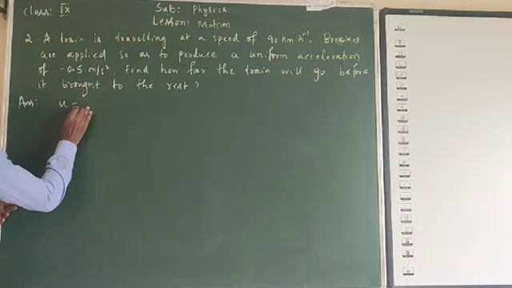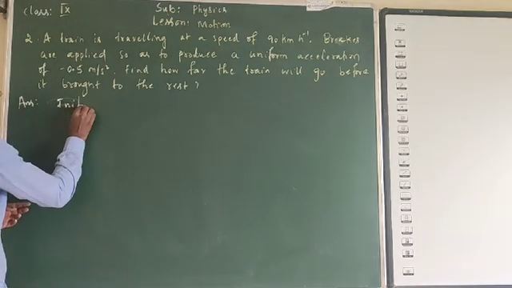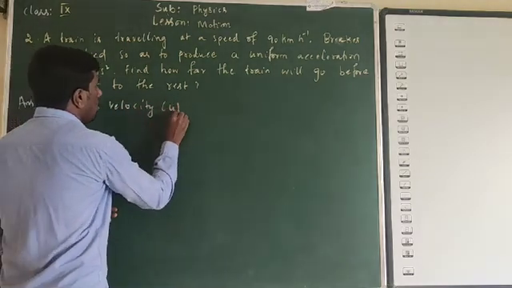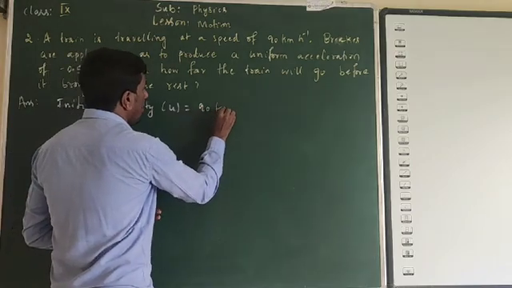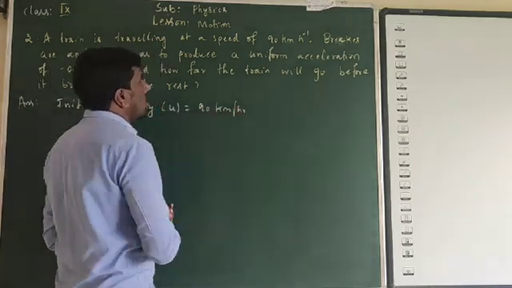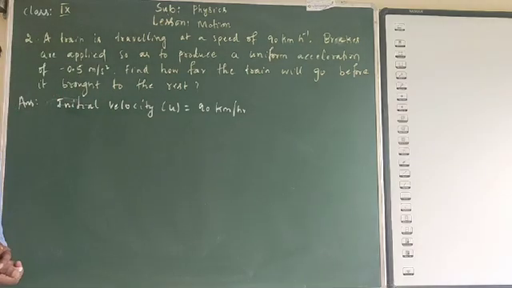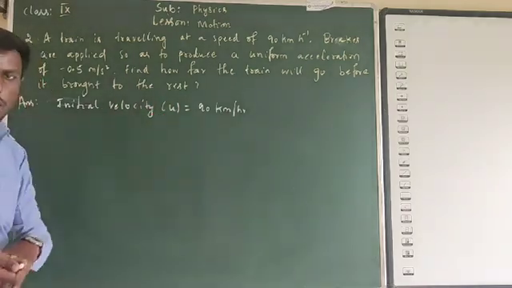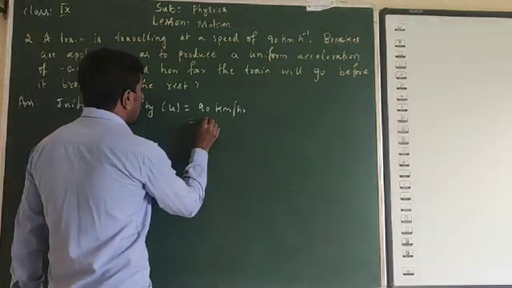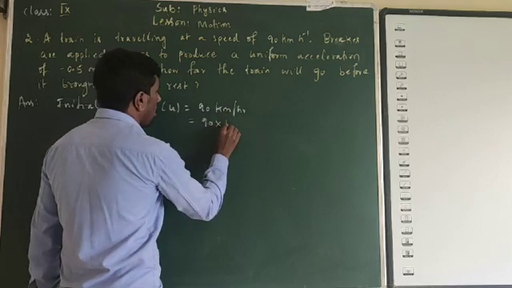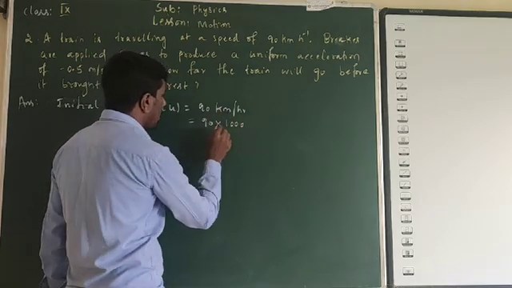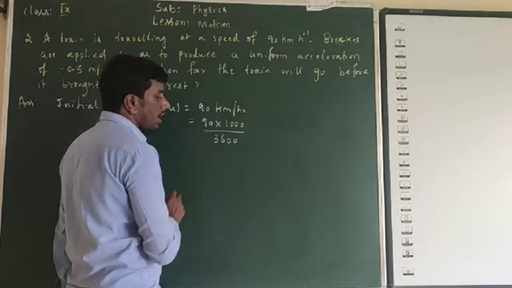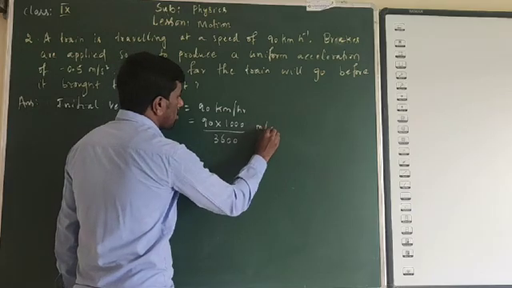So initial velocity, that we can write, u is equal to 90 km per hour. So that you should convert into meter per second because acceleration will be in meter per second square. Therefore, velocity is also to be in meter per second only. Okay, we convert this 90 kilometer, since it is 1000, if you convert into meter, divided by 1 hour is equal to 3600 seconds. Right? Now it is in meter per second.